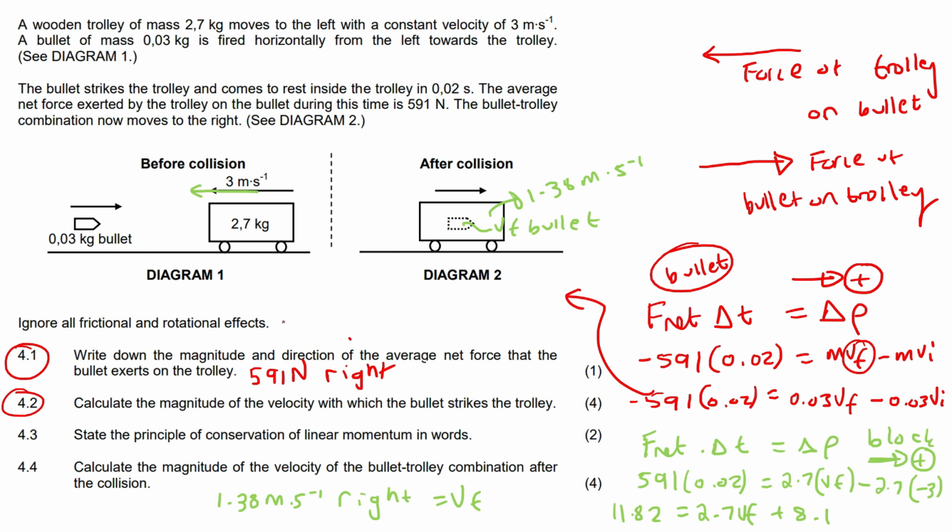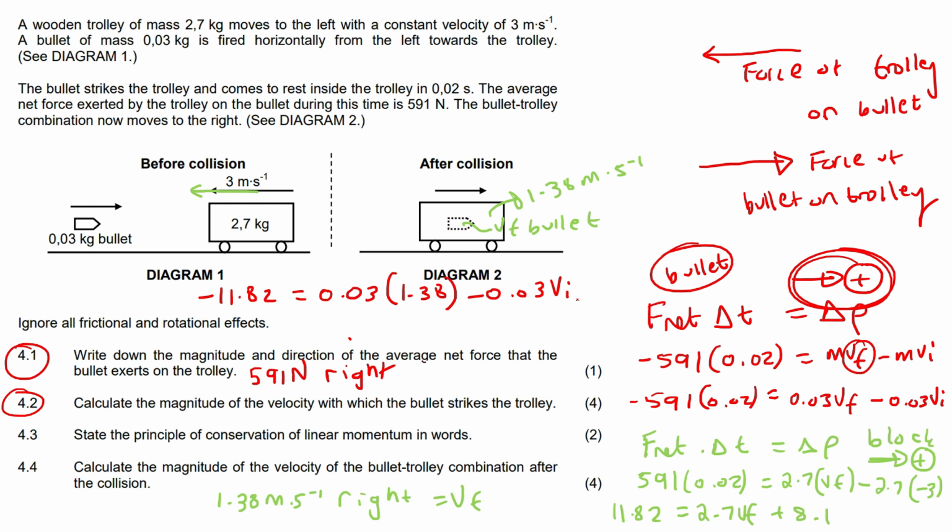So we can now start simplifying this. So if you type this on your calculator, it'll be negative 11.82 equals to 0.03. We know the final velocity now is 1.38. And we chose right as positive, and this is going to the right, so that's all good. We can keep it as a positive, and then we can do that. Okay, so I'm going to take this to the left, and then I'm just going to bring this over to the right, and then add all of this together.